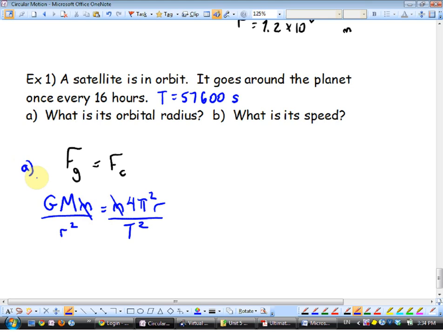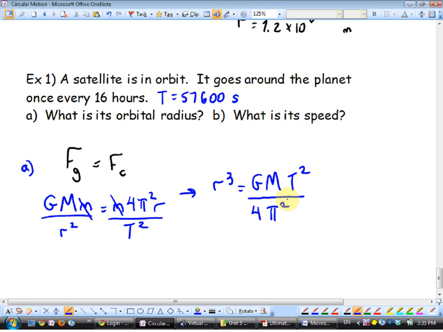Let's get the r by itself. Now, kids want to cancel an r. No, one's on top, one's on the bottom. In fact, when I move both of those guys over there, I'm going to have an r cubed, a t squared up here, a 4 pi squared down there. Right? Stuff moves diagonally. So we'll have this: r cubed equals big G, big M, t squared, all over 4 pi squared.